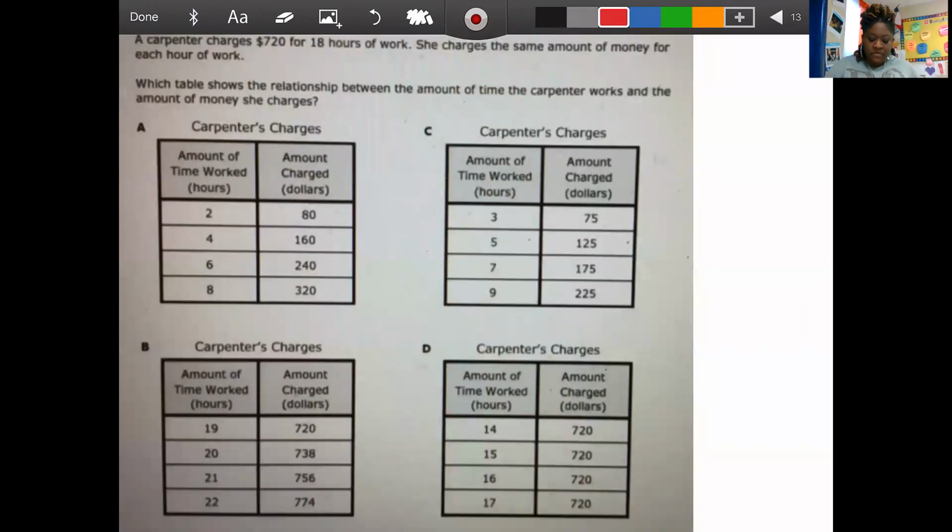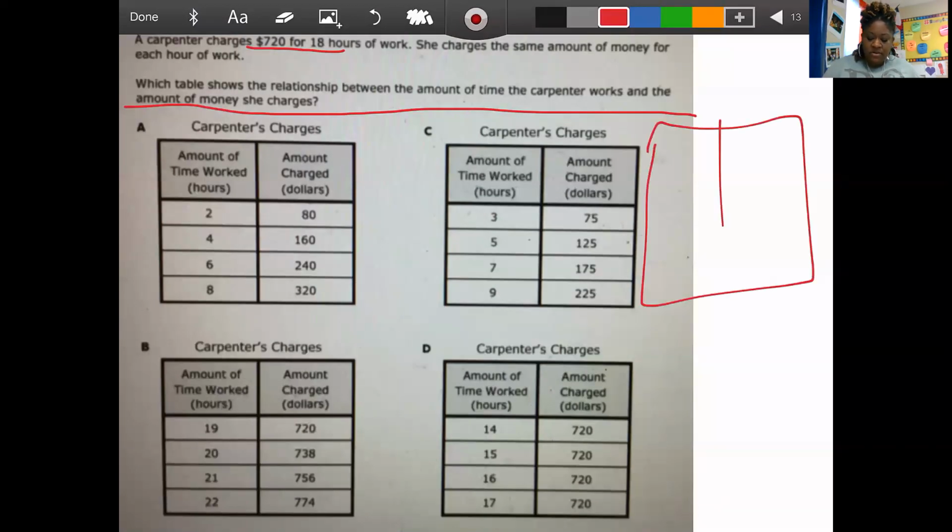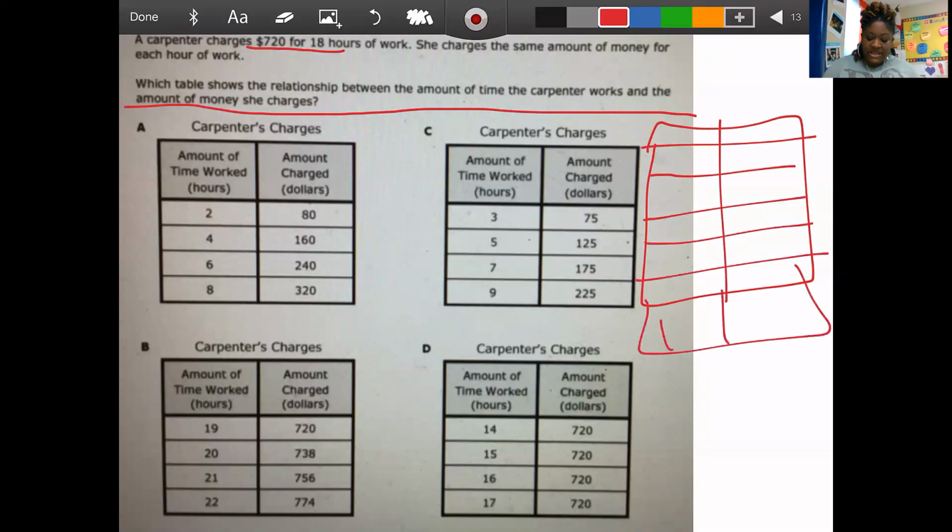All right. A carpenter charges $720 for 18 hours of work. She charges the same amount of money for each hour of work. Which table shows the relationship between the amount of time the carpenter works and the amount of money she charges? So $720 for 18 hours. So what you need to do is make your own table. Okay, make your own table. So let's go ahead and put the 18 hours, $720 down here. So for 18 hours, the carpenter charges $720.